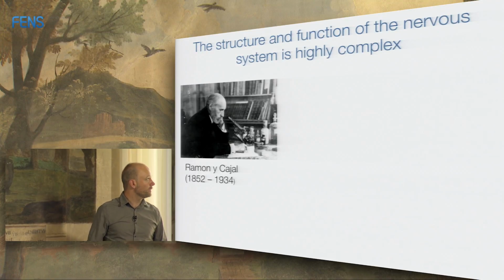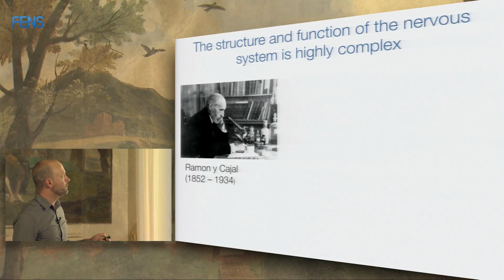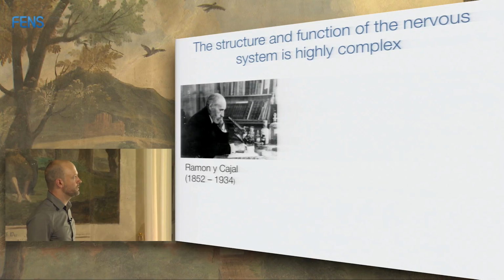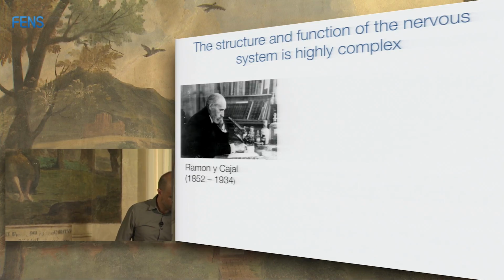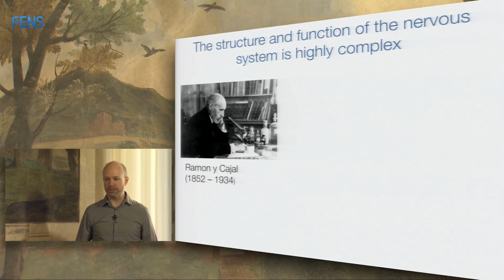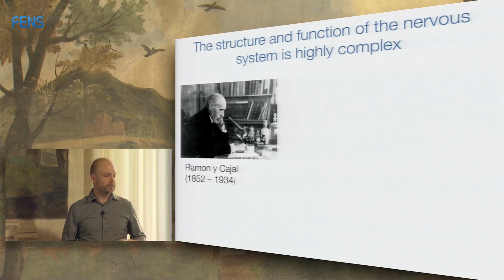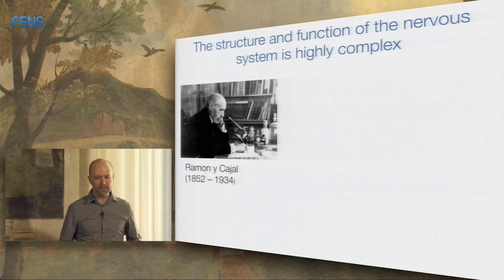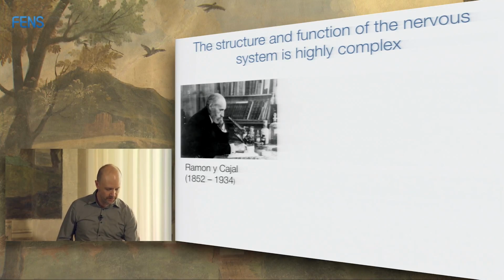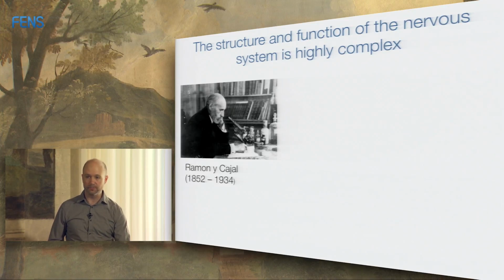Okay, so I don't think I really need to tell anyone here, but we all know that the structure and function of the nervous system is incredibly complex. And this remains one of the major challenges in trying to understand how the brain is orchestrating behavior. One of the major hurdles is trying to understand this complexity between how cells in the brain are wired up to each other. And obviously, this isn't really a new idea.